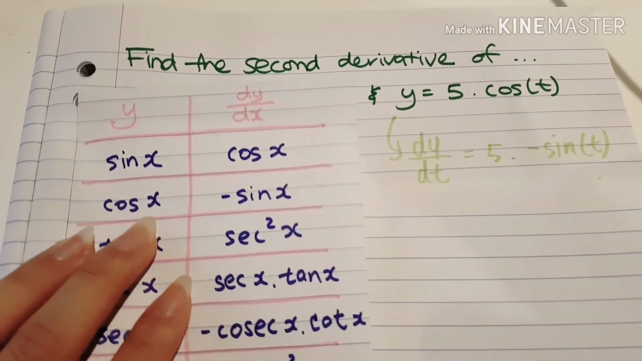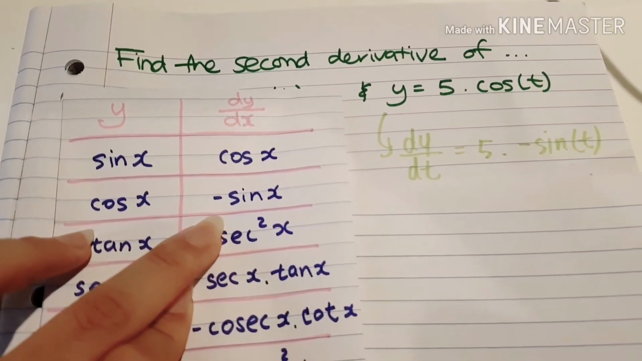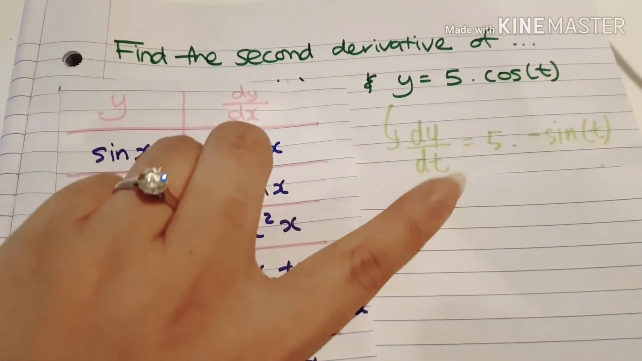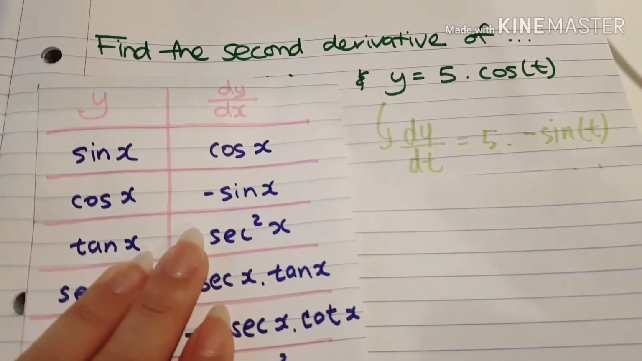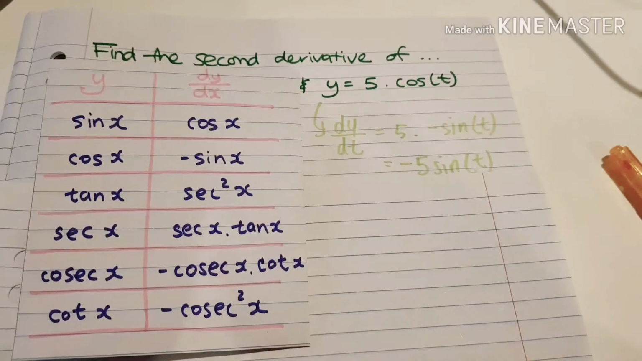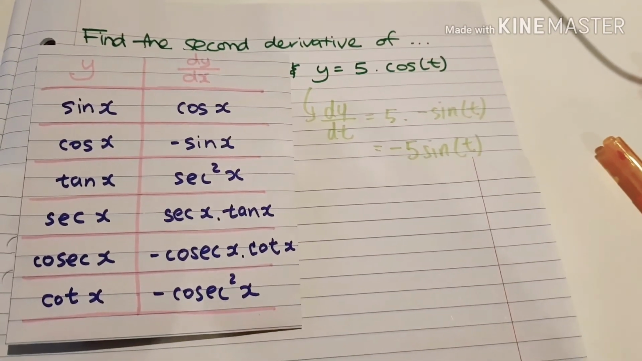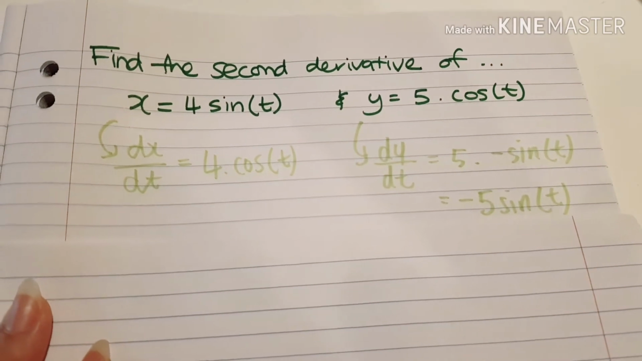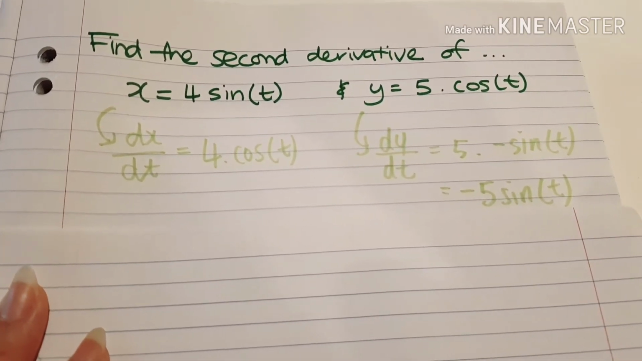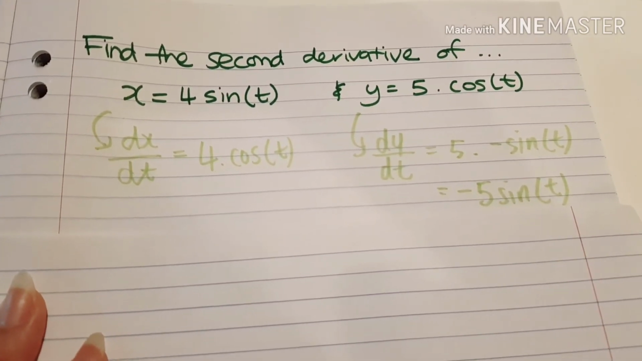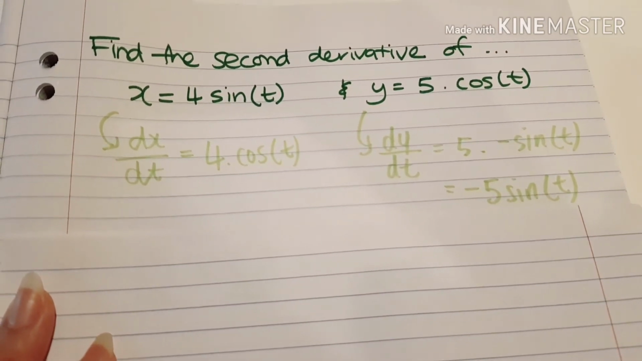So if I differentiate the cosine, it's going to be negative sine. There you go. I differentiate it to negative sine. Okay, and here I simplify the equation. What do I need to do next? I need to find dy over dx using the chain rule.